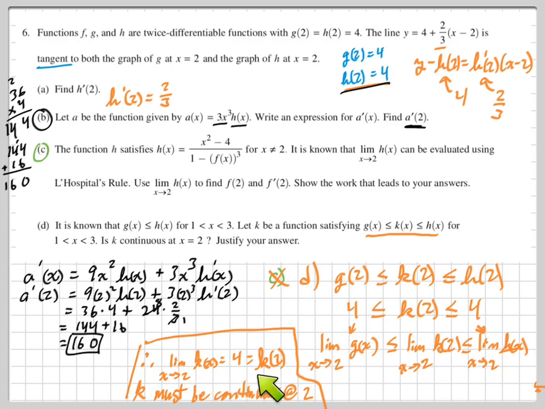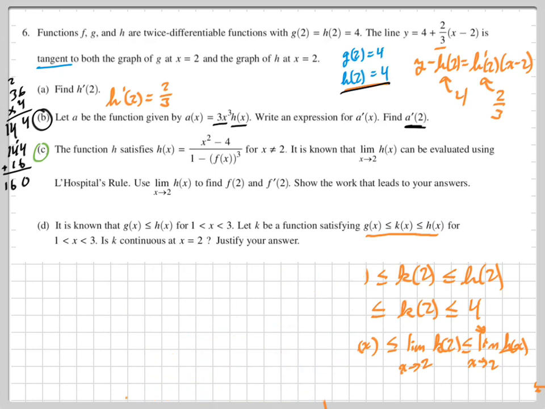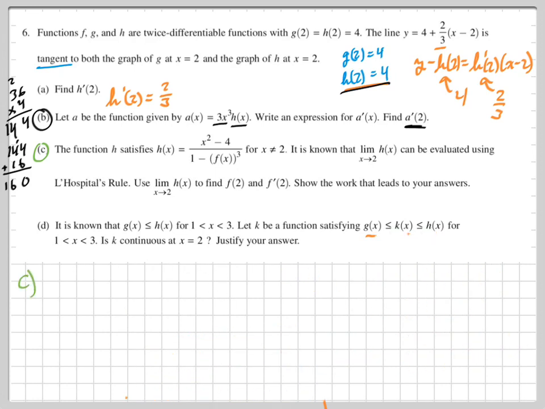No joke, I did not see this coming. I just started playing with it because this right here looked like the squeeze theorem. I just kind of took the clues and went with it. All right, so now we got to attack C. So without further ado, this is what I thought.